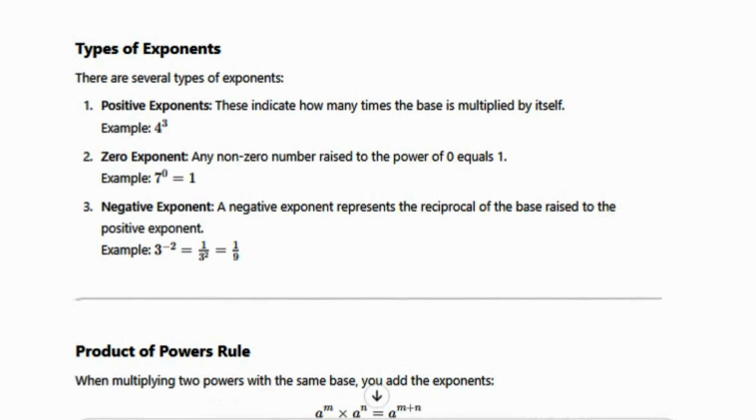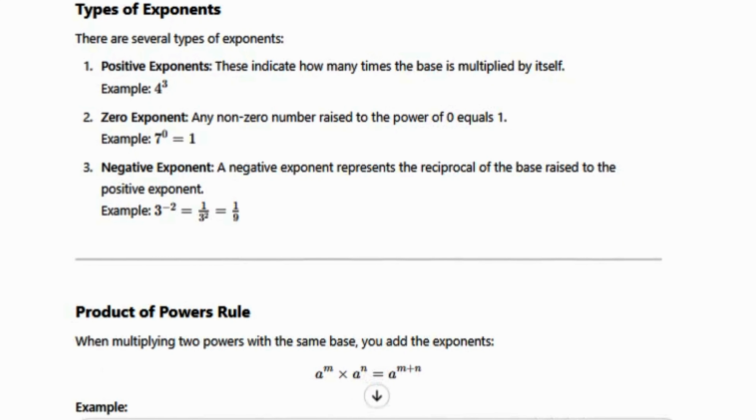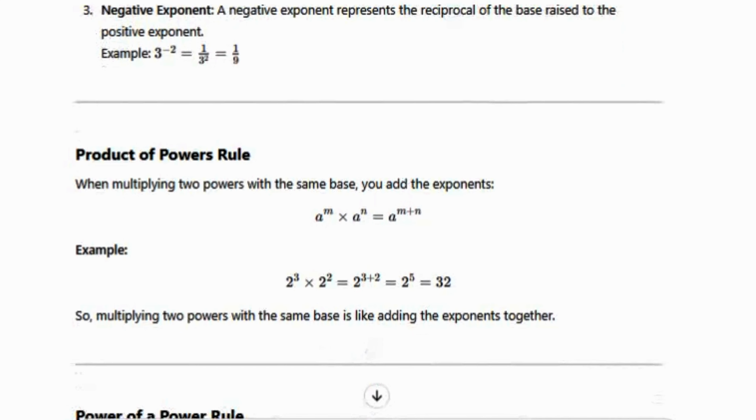Negative exponent. A negative exponent means we take the reciprocal of the base and raise it to the positive exponent. For example, 3^-2 equals 1 over 3^2, which is 1/9.